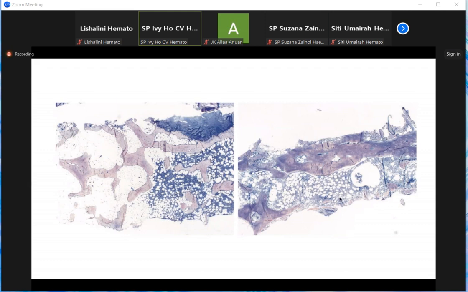Looking at this picture, different ages will have different cellularity, with different amounts of fat cells in the fatty tissue of the marrow. So we normally take 100 minus the age of the patient. For example, if a patient is 60 years old, 100 minus 60, so the normal cellularity will be about 40 to 50%.